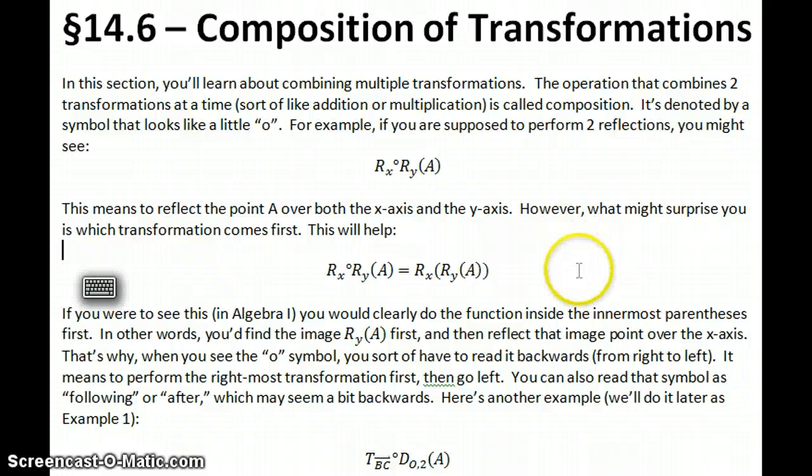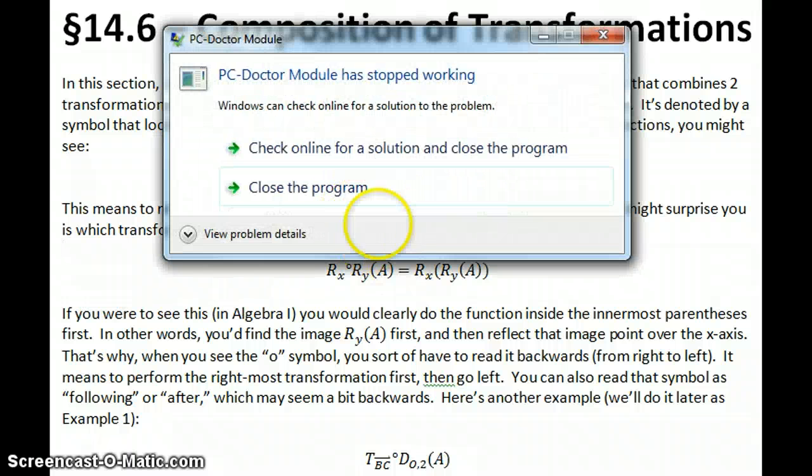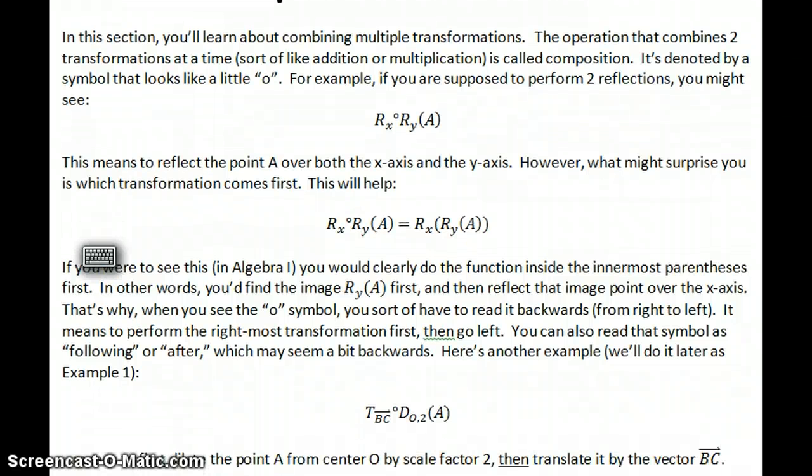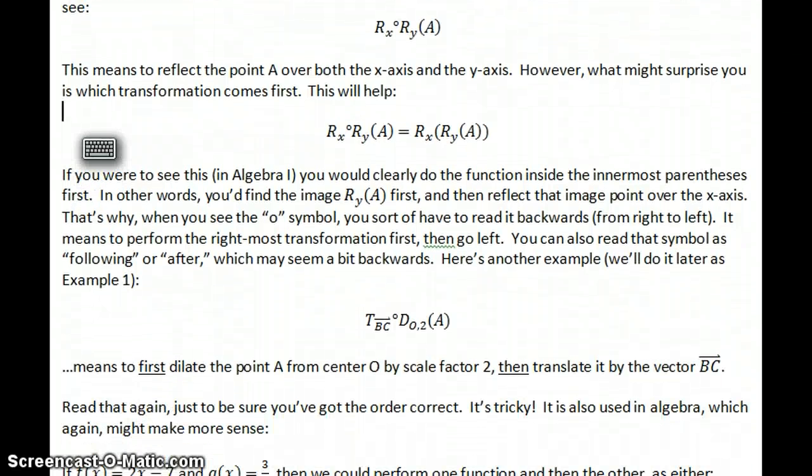The tricky part about it, when we say something like this, a reflection over x composed with a reflection over y of point A, is which one we're supposed to do first, because it does make a difference which one goes first. If you reflect over one line and then another, it might make a difference if we reflect over the x-axis first or the y-axis first. Sometimes it does matter, sometimes it doesn't. Kind of like in algebra, some operations are commutative and some aren't.